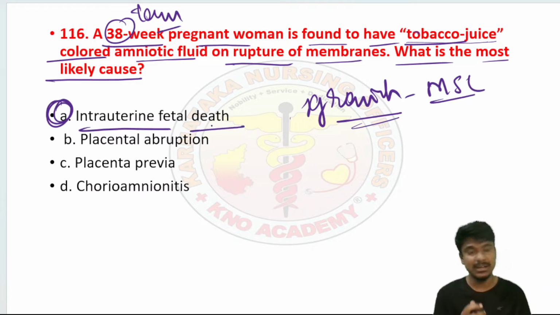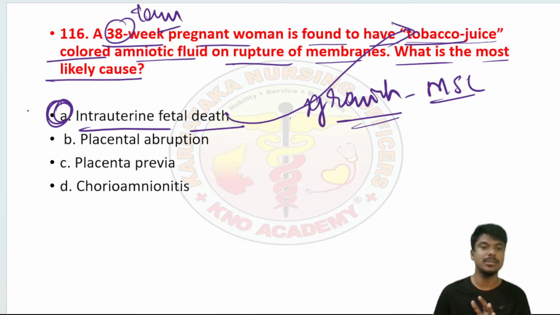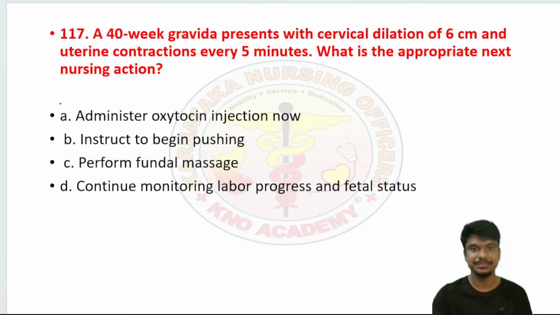In case of intrauterine death, there is a chance of tobacco juice colored amniotic fluid. So option number A is the right answer.